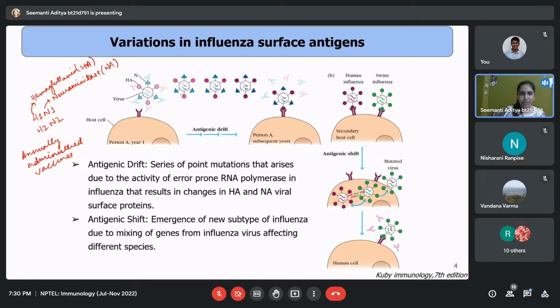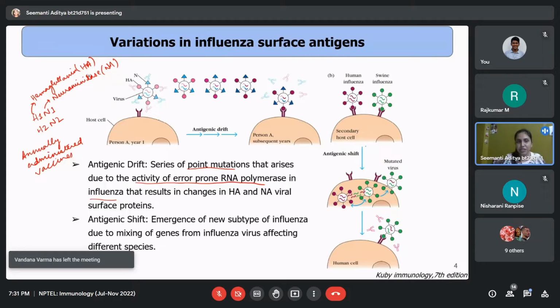So every year what happens is, this is the virus. It is affecting person A in year 1, and due to point mutations arising in the genes of hemagglutinin and neuraminidase, which arise due to the activity of the error prone RNA polymerase in influenza. Influenza is an RNA virus. When the RNA polymerase is synthesizing RNA in influenza, because it's a very error prone RNA polymerase, mutations are inserted or deleted in the genes of hemagglutinin and neuraminidase, as a result of which the properties of these proteins change, might be minutely, not that vast or diverse a change, but a very minute change.